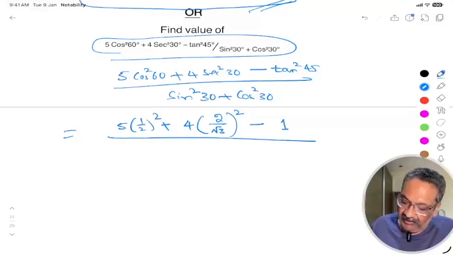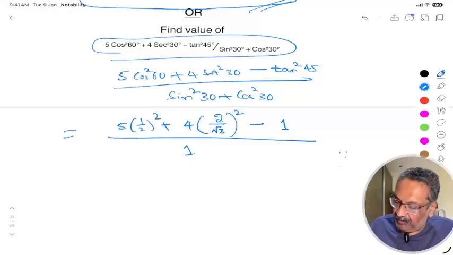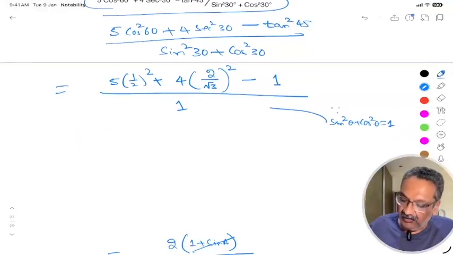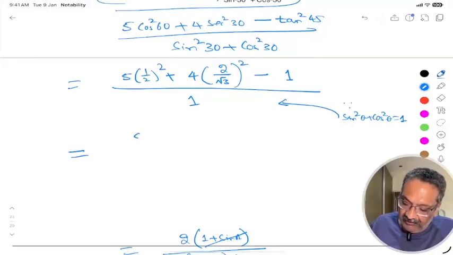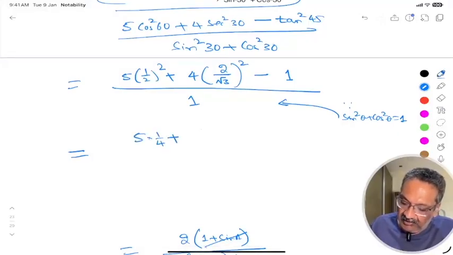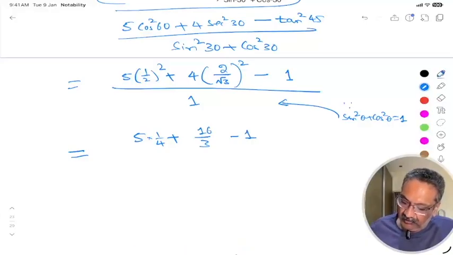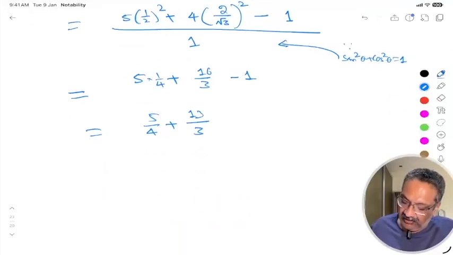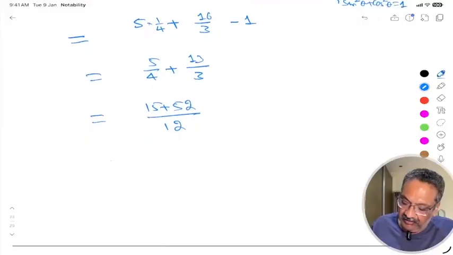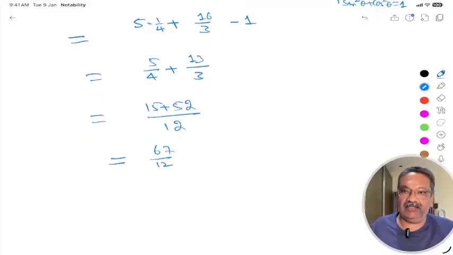The denominator is very easy. It is sin square theta plus cos square theta, which is nothing but 1, because of the identity sin square theta plus cos square theta is equal to 1. So we get denominator as 1. Further we get 5 into 1 by 4 plus 4 into 4 by 3, that is 16 by 3, minus 1. So this will be 5 by 4 plus 16 by 3 minus 1. Taking the LCM, which is 12, 15 plus 64 minus 12 gives 67 by 12. Answer.